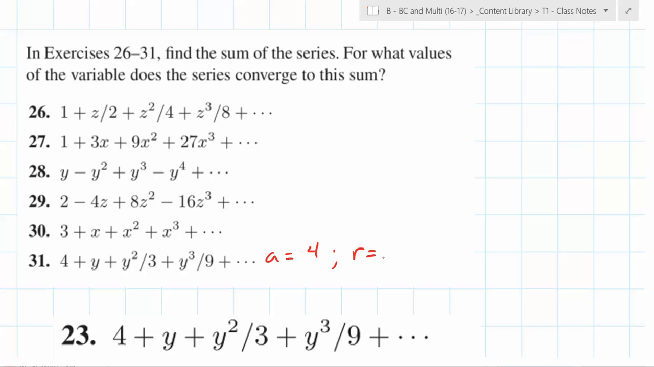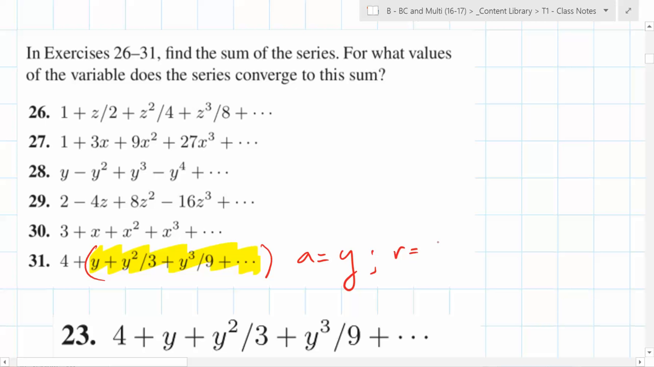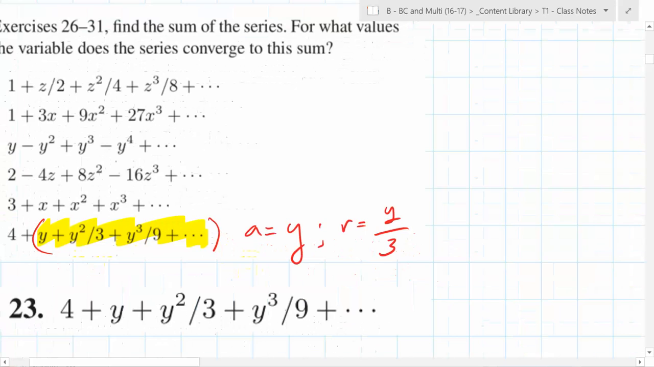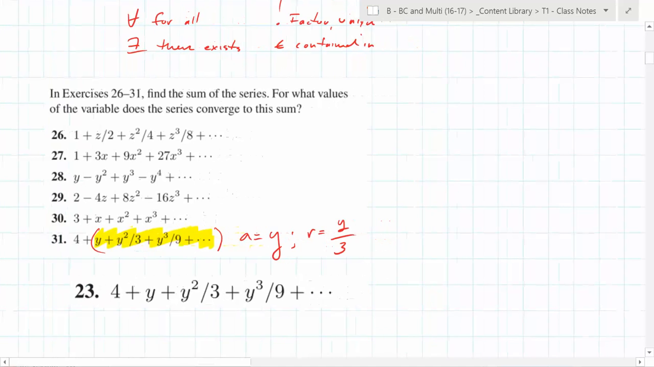Well, could you... Hold on. I love the harmony. I understand what you're saying. Could you start it somewhere else and just have 4 at the end? Yeah, so this whole thing could be viewed as 4 plus this thing, right? Do you agree? Yeah. So if you're just looking at this right here, what's the A value? A is what? Y, and what's R? Y over 3. So this is a geometric series.